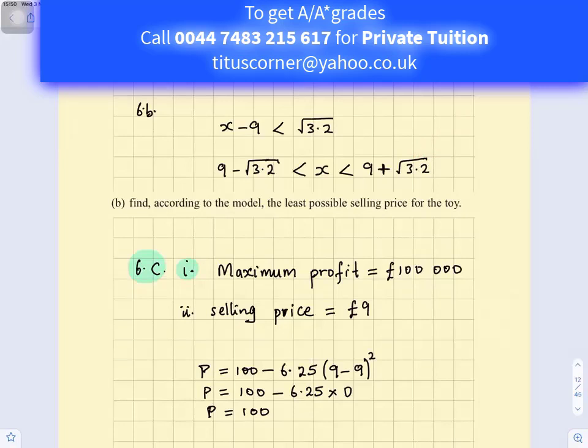And for part C, maximum profit is equal to 100,000. Selling price is equal to £9. So if we have P is 100 minus 6.25 bracket 9 minus 9 squared, that gives you 100 minus 6.25 times 0, which will be 0. So you get P to be 100.